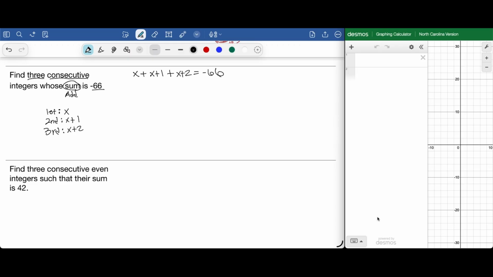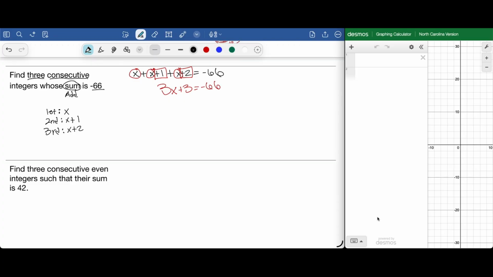Now to solve it, we have to combine like terms and then simplify, either add or subtract, and the last thing we do is divide. So if we combine our like terms, our first set of like terms is x. There's an x here and another x. So combining those, there are three x's. Then we have a positive 1 and a positive 2. If we combine those, that's plus 3. And they're going to equal negative 66.